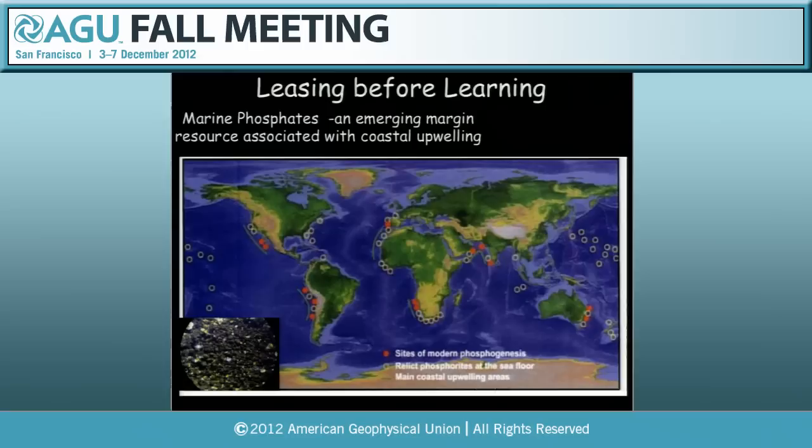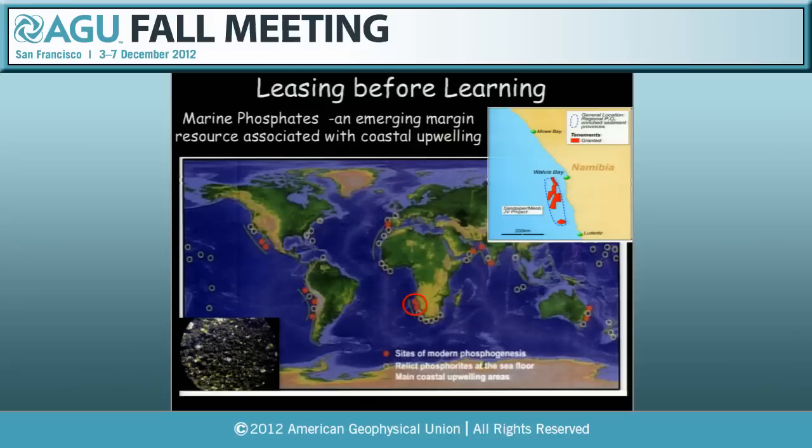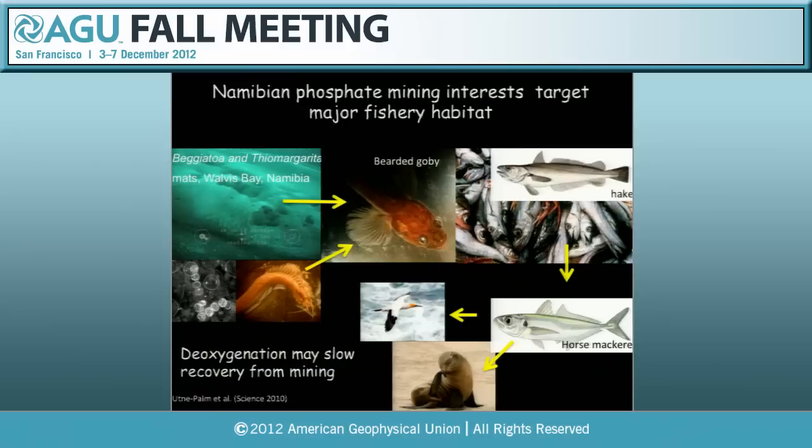Now, another type of extraction activity that we're just poised to carry out is deep sea mining. One of the targets of interest is marine phosphates. This is a kind of emerging resource that's associated with coastal upwelling. The bacteria that form in oxygen minimum zones on the seabed sequester phosphate and make very high concentrations. And Namibia actually is the country that's maybe set to be the first to mine its phosphate resources between about 100 and 300 meters, and they've leased out huge tracts of seabed for subtidal phosphate mining. It just so happens that that same seabed and those interests target the major fishery habitat for that country.